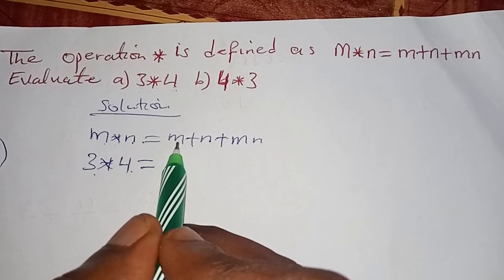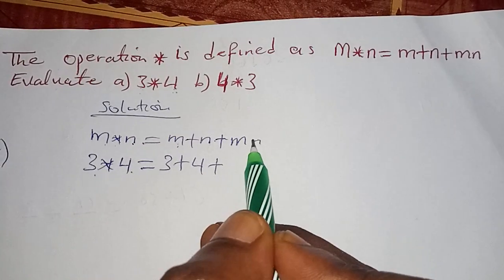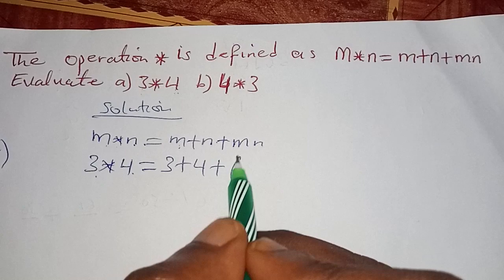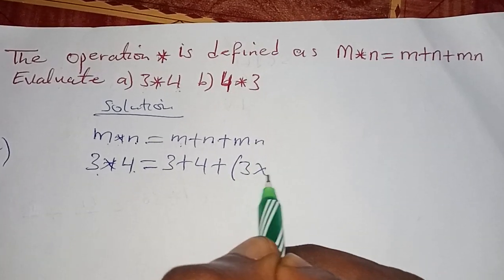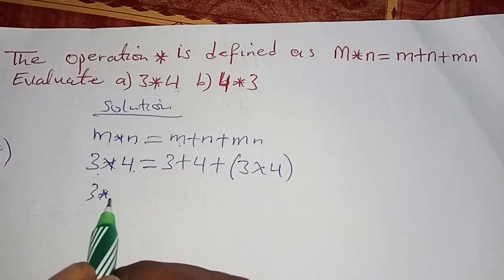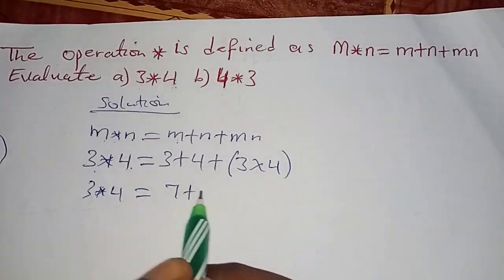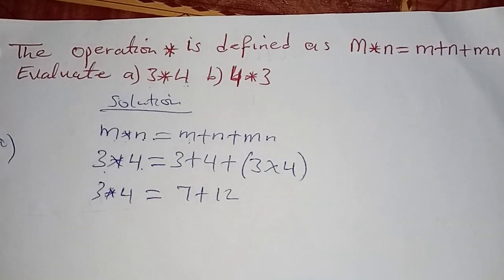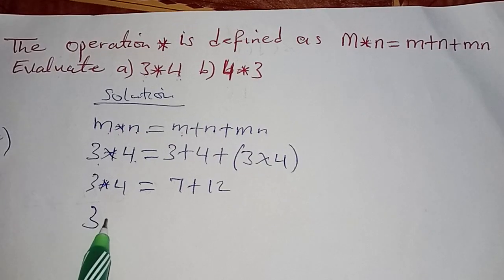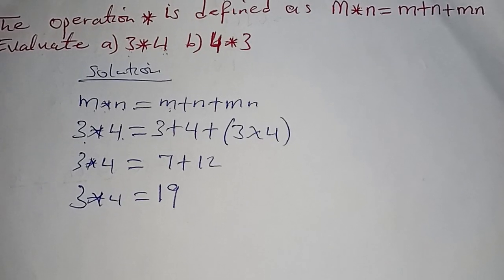So the value for m is 3 plus the value for n is 4 plus mn. We don't have a sign here, so it's multiplication, right? So m times n is 3 times 4. So our answer for 3 operate with 4 will be, adding these, 7, right? 7 plus, now if we multiply 4 times 3, it gives us 12. You see that? So if we do our math here, it will give us 19, right?